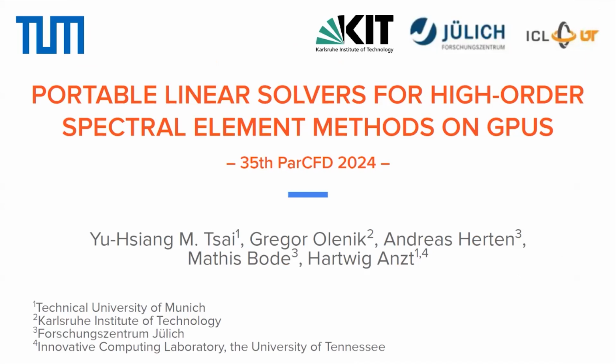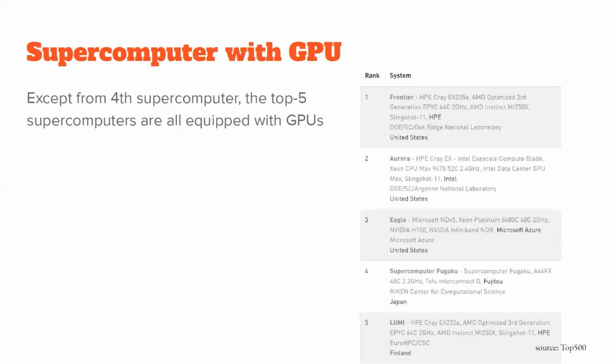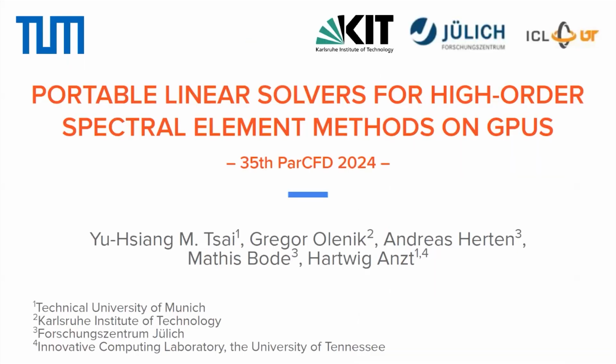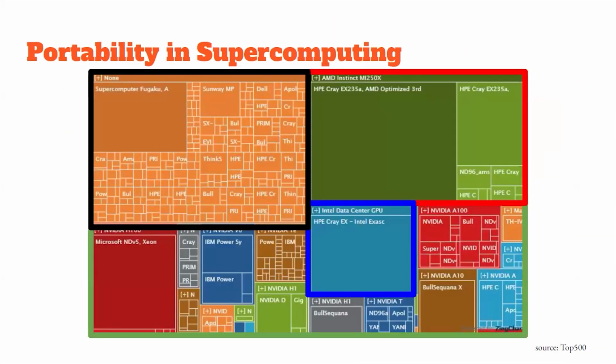So my topic will be the portable linear solver for high-order spectral elements with GPU. And with the portable, you might already expect I need to talk about the Top500 again, like the other talk on Monday and Tuesday. So for the top 5 supercomputers, except for the first one, Fugaku, they are all equipped with GPUs. But you might also notice they are equipped with different vendor GPUs. So we will have some portability issue in supercomputing.